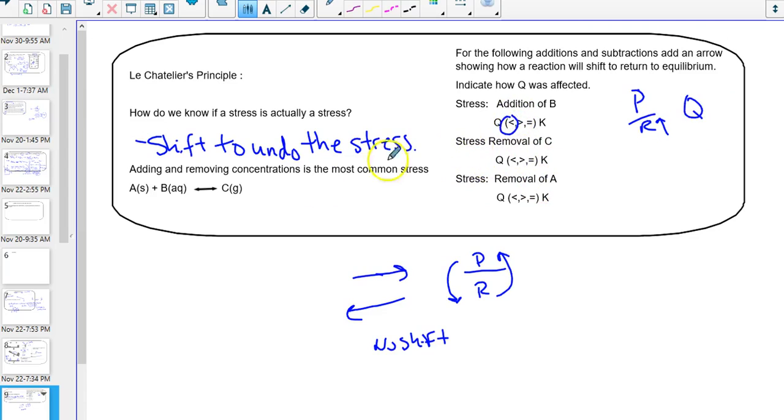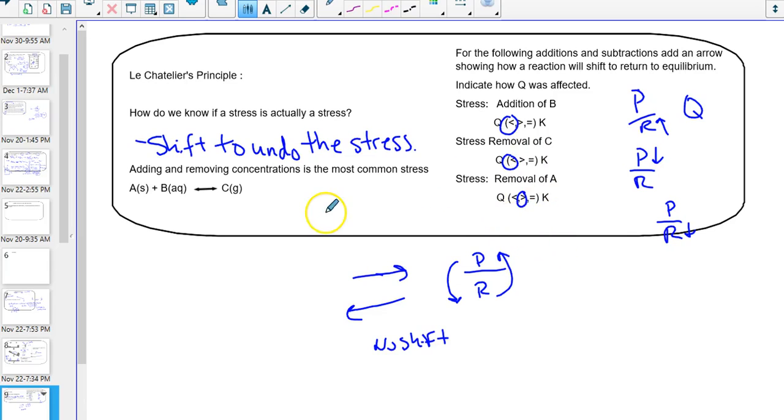If I remove C, products over reactants, this went down, it's a product, so once again Q gets smaller. Removal of A, products over reactants, removal of this, now this thing gets bigger than K. How do I know it's relative to K? Because it started out the same. How would these things shift in order to get back to the original?